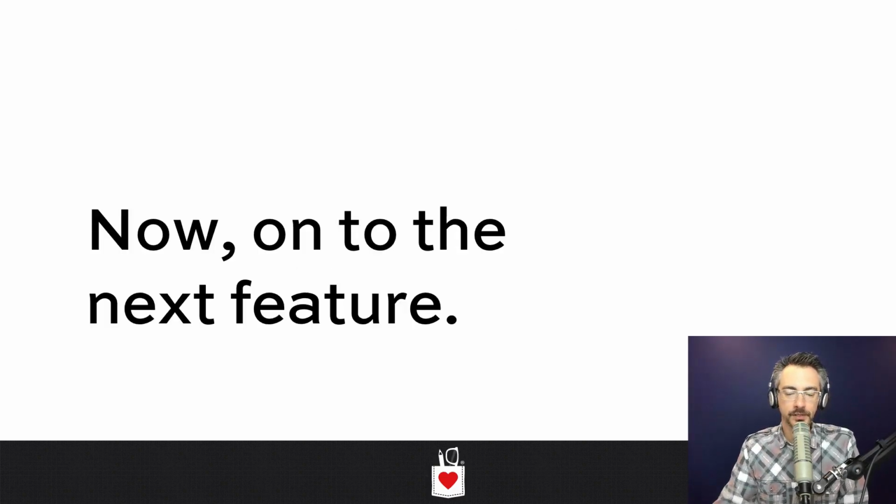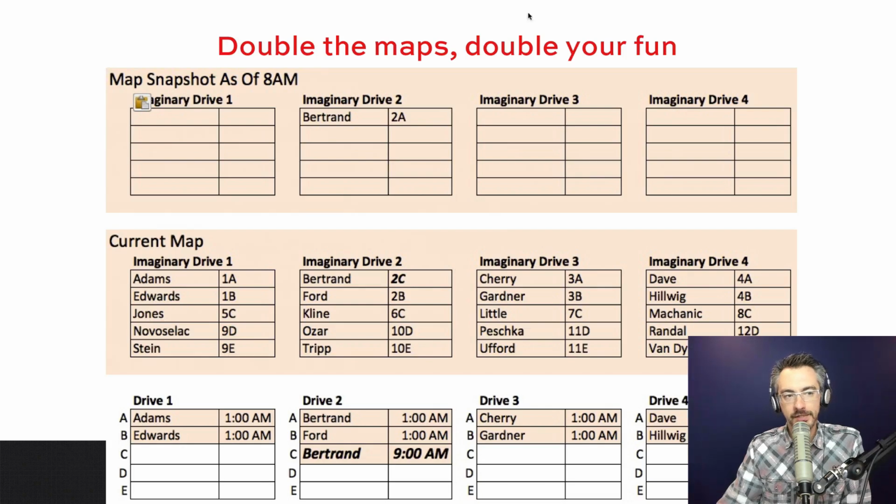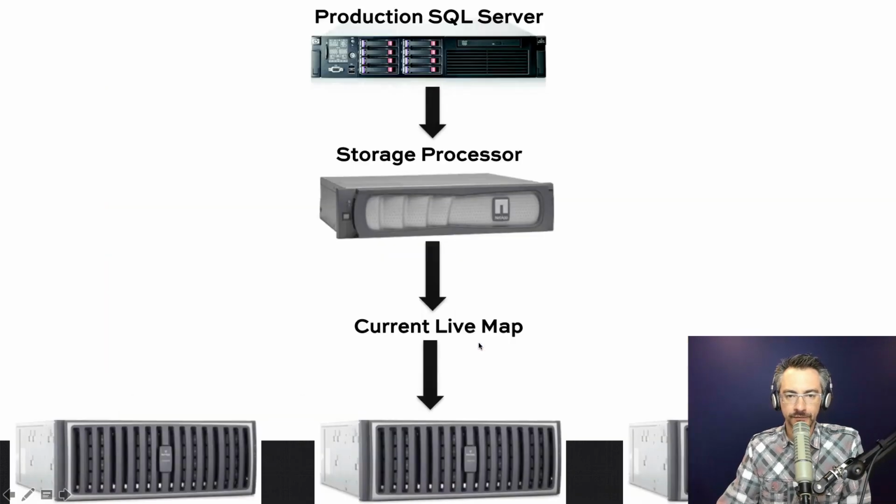So let's talk about the next feature. We covered snapshots and tiering. For the next feature, let's say that we have these two maps. I got my map as of 8 a.m., and then I got another map that's my data as of the current point in time. Who manages these maps? Well, the thing that manages the map is our storage processor or filer or controller, depending on what your make and model, what your vendor likes to call these things.